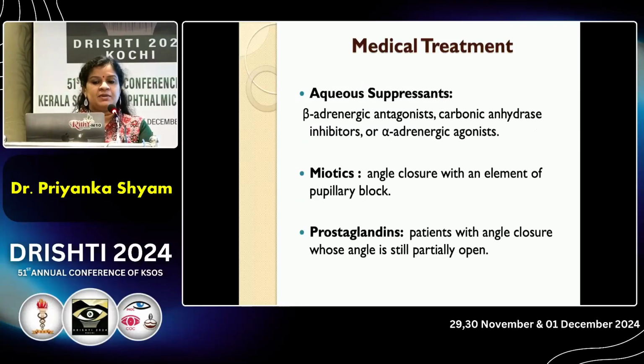So the medical treatment is mainly by aqueous suppressants and miotics. They are useful in angle closure with an element of pupillary block. Prostaglandins are given in patients with angle closure whose angle is still partially open.